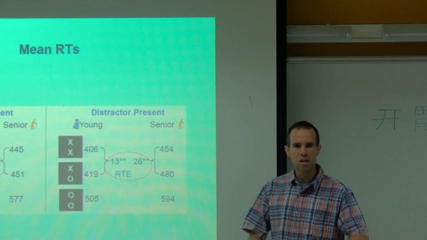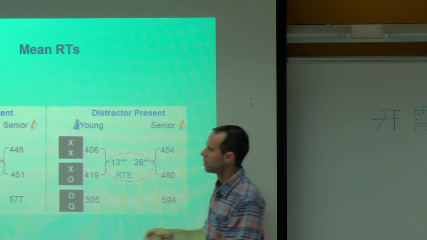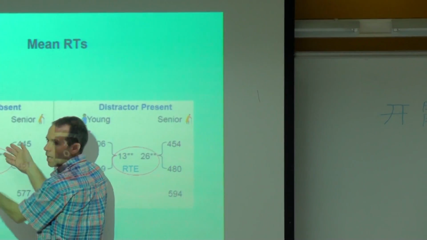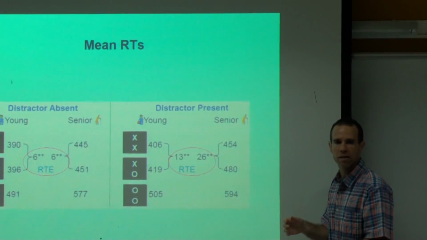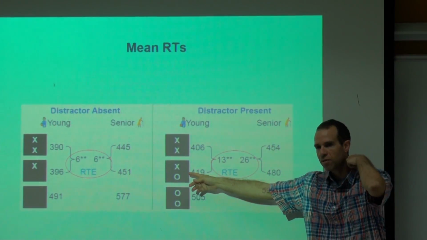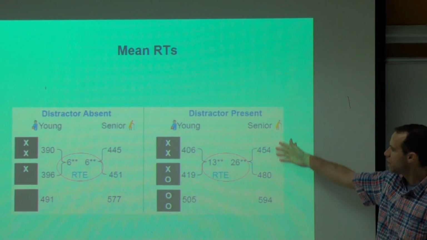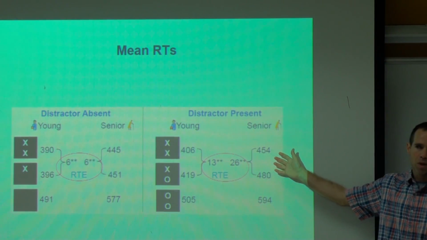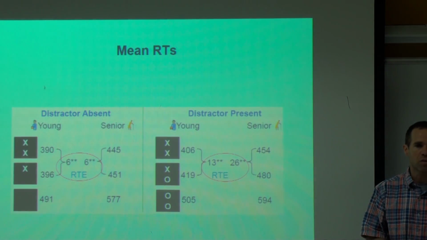It seems then that in terms of basic capacity, they are quite close to one another. In terms of the ability to ignore the irrelevant information, the seniors have an effect that is about twice as large.